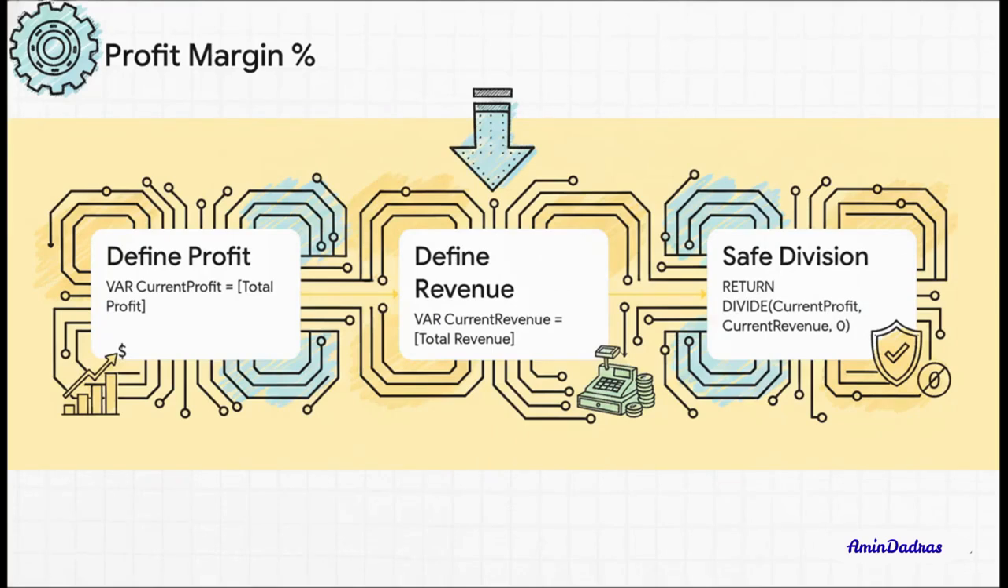And this whole variable structure is absolutely perfect for more complex formulas, like profit margin. So here, we define two variables, one for our profit, one for our revenue, but then, look closely, we use the DIVIDE function. This is so much safer than just using a simple slash, because it automatically handles any divide by zero problems. If that happens, it just returns a 0 instead of a big, ugly error, which keeps your final report clean and robust.